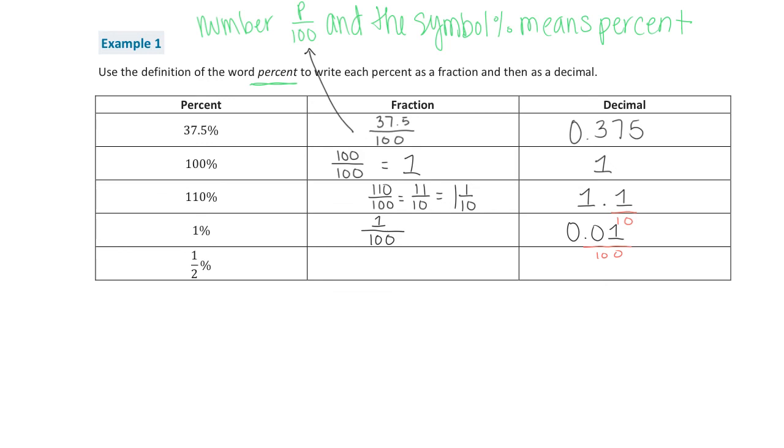Now I have 1/2%. So again, we can write this as 1/2 over 100. And in decimal form, that is going to give us 0.005.